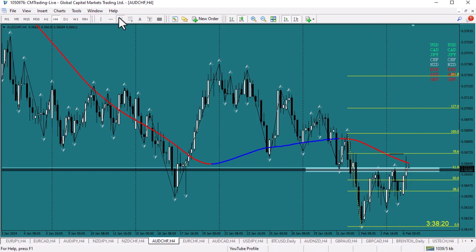I'm starting to pick up a little bit of a consolidation and then the potential for a consolidation breakout. All right, so a little flag pattern if you want to give it a name.